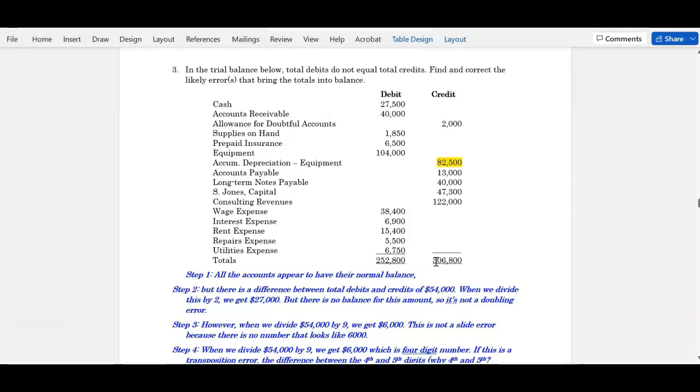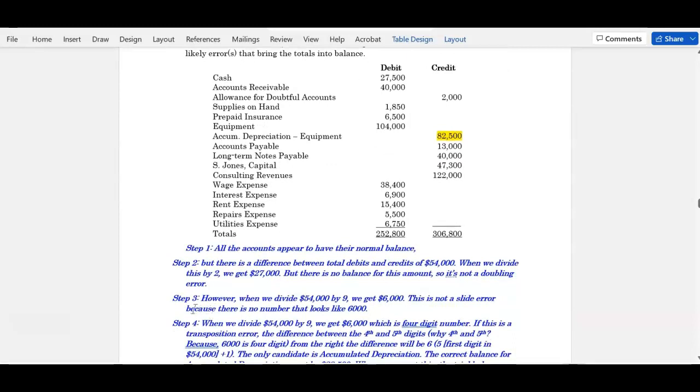You find the difference of these two. So 306 minus 252 is 54,000. 54,000 divided by 2, which is a magic number, we get 27,000. And then we look for 27,000. Do you see any 27,000 here? No. Okay, then there is no doubling error. And move on to the next step.